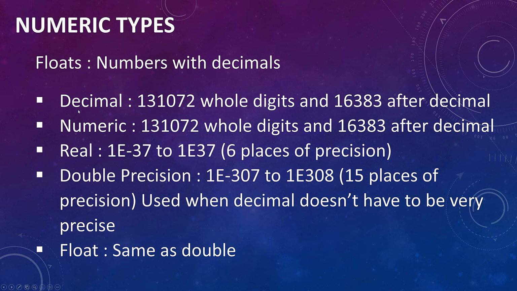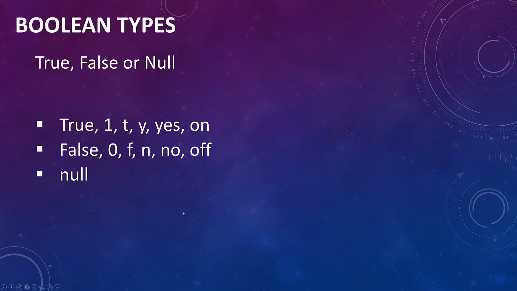And this is the data type, decimal. Then you're going to have another one, which is numeric. Then you can get real values. You can have double precision, and you can see here the number of places of precision after the decimal place for all of those. And then you could also just simply use float, which is exactly the same as our double up here. You're also going to have Boolean data types.